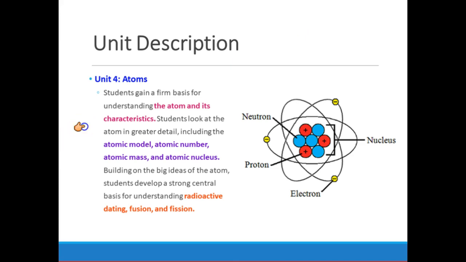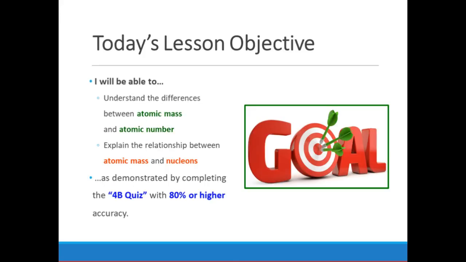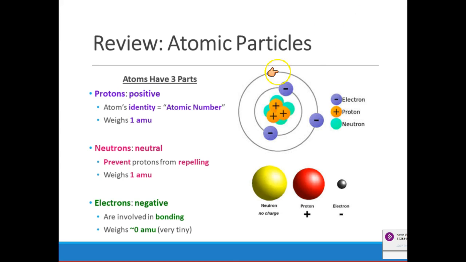So again, we've been talking about the atom and its characteristics, 4 different terms that we should know really well by the end of class: atomic model, atomic number, atomic mass, and atomic nucleus. And at the end of this unit, we should understand all about radioactivity as well. Our objective for today: we should know the difference between atomic mass and atomic number, and be able to explain how atomic mass is related to the particles in the nucleus. Remember, all of the mass is concentrated in the nucleus.